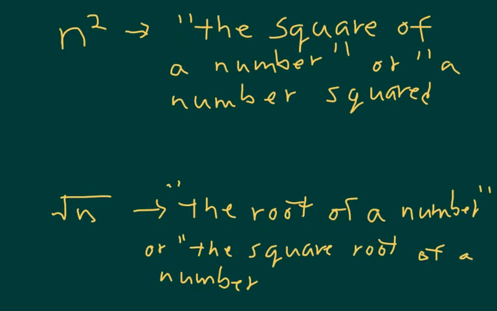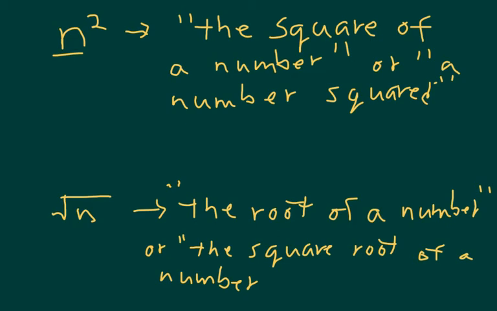A little bit of terminology. Sometimes you hear people say the square of a number compared to a number squared. It means the same thing. If you start with a number n and you put an exponent of 2 beside it, that is the square of n. Or you could read it as a number squared.